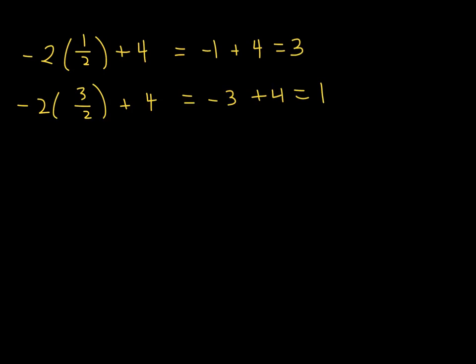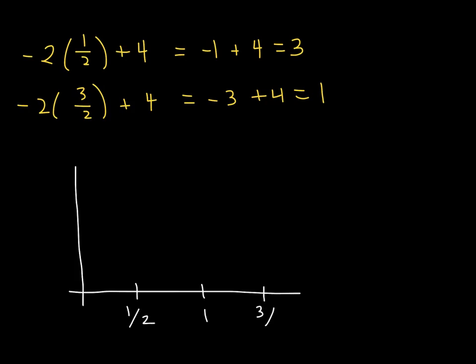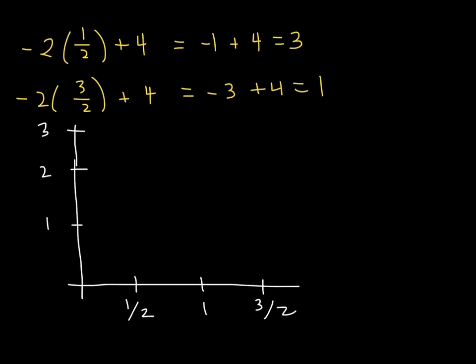All right, so here we go. So 1/2, 1, 3/2. Maybe I could make this y-axis longer. 1, 2, and 3. Okay, so excuse the sloppy graph here. So anyway, 1/2, 3, right? And then 3/2, 1. So something like this. So then here's our graph.